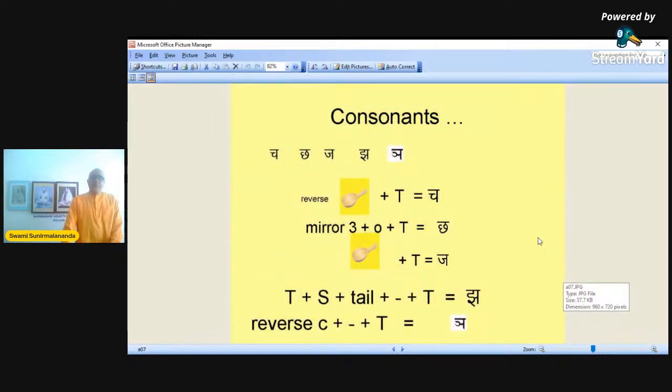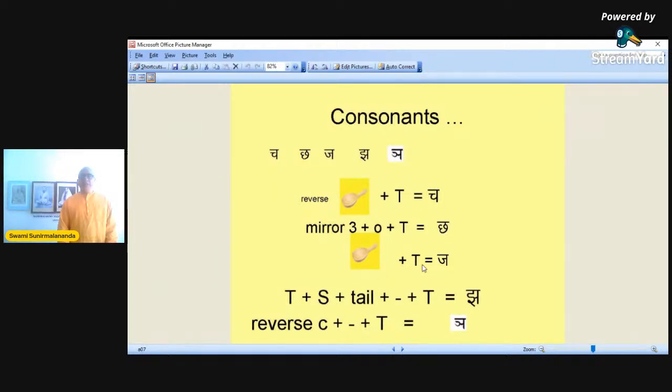Consonants continued. The second set of consonants are cha, chha, ja, jha, nya. Remember a spoon. Reverse the spoon. Add T to that, it becomes cha. Again, mirror image of 3 plus 0 plus T. A little tiny 0 here. First write T, add a 0, mirror image of 3 and connect the 0 and the 3, inverted 3, it becomes chha.